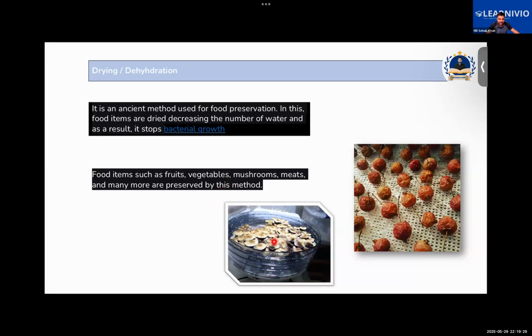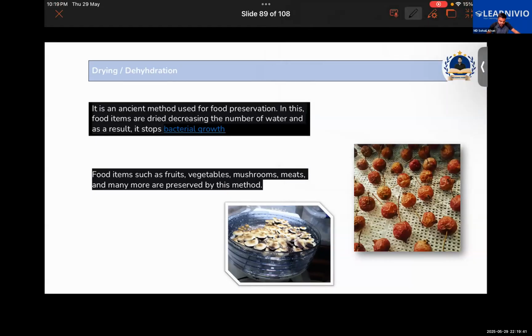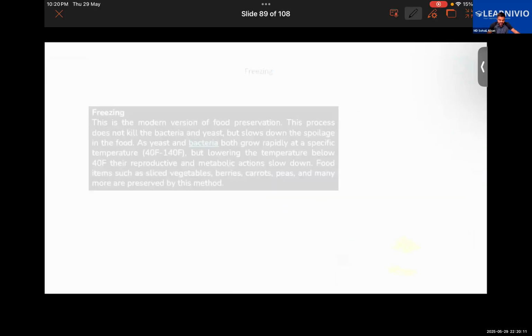Here you can see how the mushroom has been dried and stored. Here some fruit item has been dried and can be stored for many months, or even for years. Also, you guys know about raisin, right? We take some grapes, and grapes are dried, and after being dried it converts into raisin. So in this method grapes can be preserved and eaten. Raisin is basically a dry fruit. Dehydration or drying stops the growth of bacteria and some other microorganisms, because there's less water in it, and in this manner the food can be preserved.